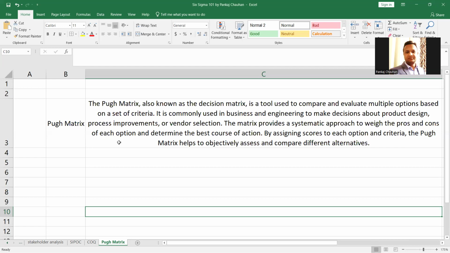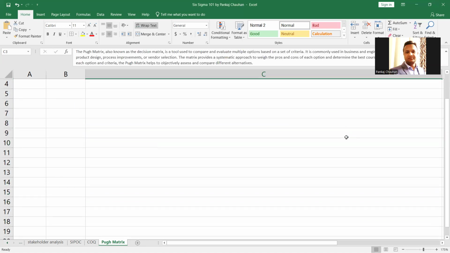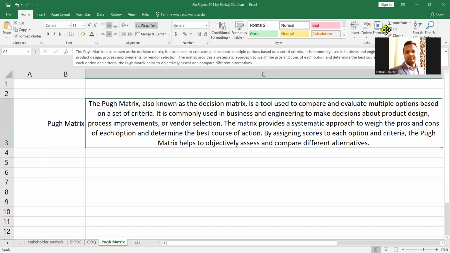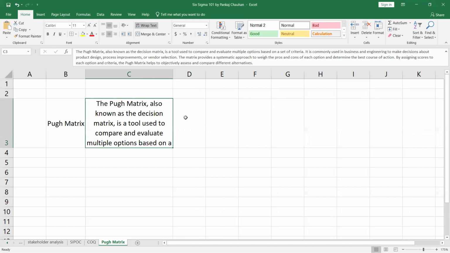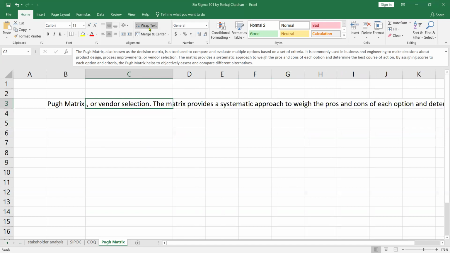The Pugh matrix helps you to objectively assess and compare the different alternatives, which means you have multiple solutions available. And out of these multiple solutions, based on certain criteria, you are trying to find out which is the best solution for you. That's how we use the Pugh matrix.